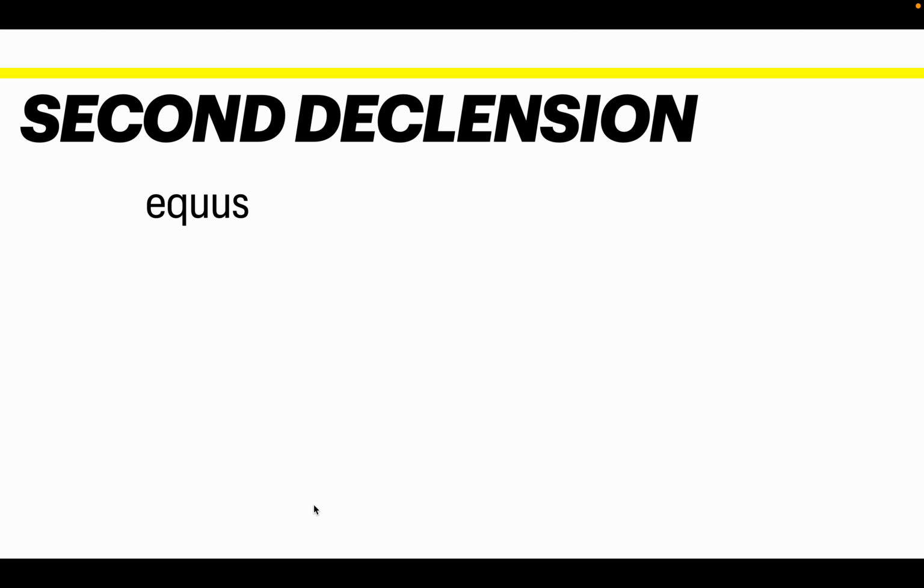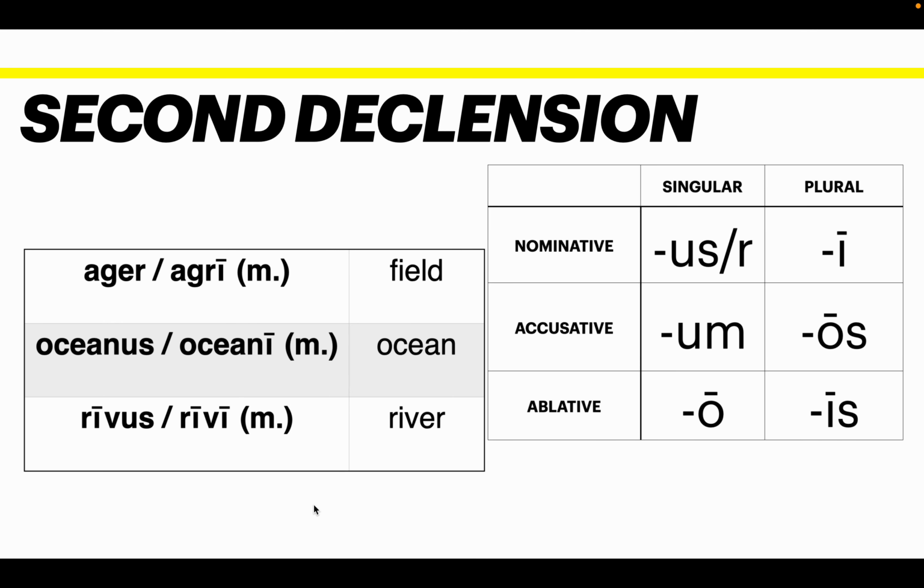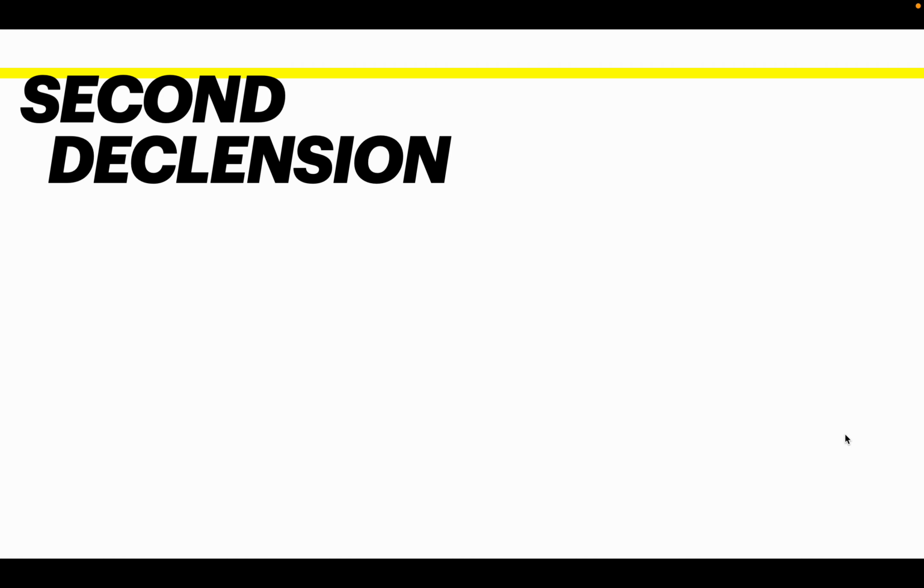Second declension nouns are the nouns that ended with us or sometimes are, like ekuus and wir. These nouns that we're going to see on our vocab list, ager, okeanos, and rivus, all fit into this pattern. If we take a look at their endings, these are the endings we are going to use for second declension nouns. We've already learned the nominative and the accusative, and now we're introducing the ablative. For the ablative, we use o with the macron, but also is again, just like in the first declension for plural. So what will this look like?